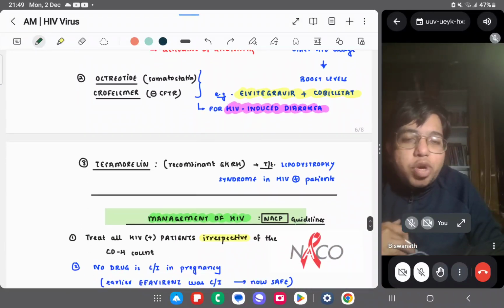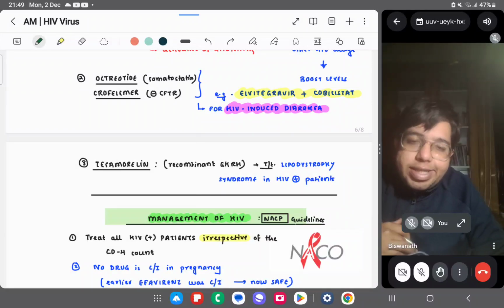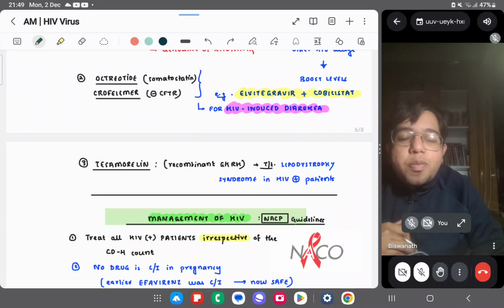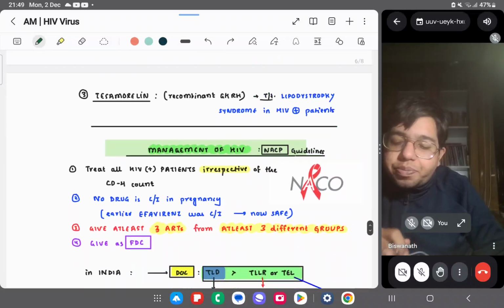You can use tesamorelin. Tesamorelin is a recombinant GHRH, recombinant growth hormone releasing hormone. This is used in the treatment of lipodystrophy syndrome in HIV patients. So lipodystrophy occurs in HIV, and you have to treat it with tesamorelin.